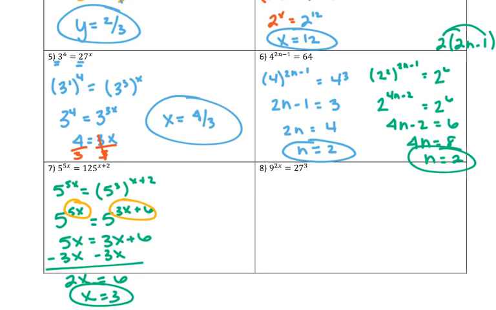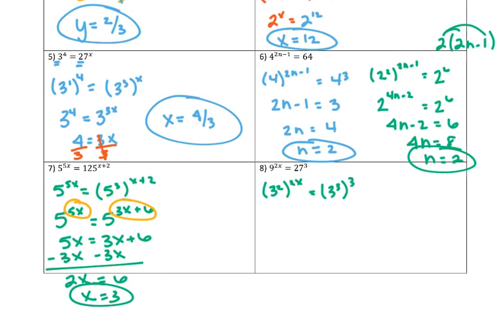All right, so number 8, you're going to look for how you can write 9 and 27 with the same base. If you look at your powers chart, that common base should be 3. So 9 is 3 squared, so you write 9 as 3 squared, still raised to the power of 2x. 27 is 3 to the 3rd power, still raised to the 3rd power.